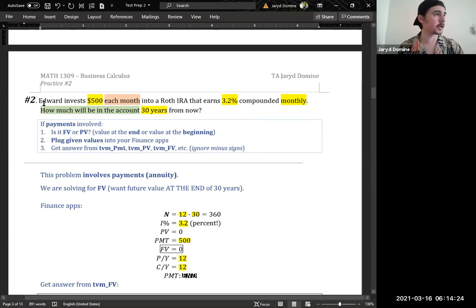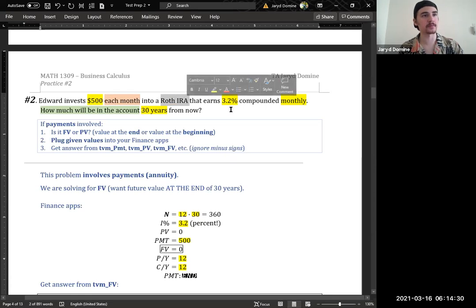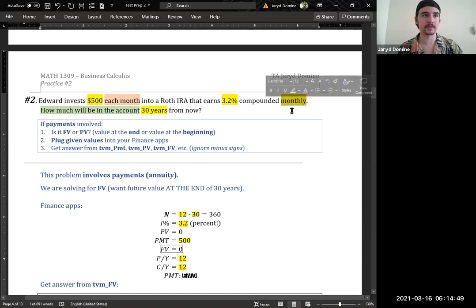So Edward invests $500 each month into a Roth IRA that earns 3.2% compounded monthly. How much will be in the account 30 years from now? So again, I've highlighted everything that's important. $500 each month. So those are payments. He's making $500 payments. 3.2%, that's the annual interest rate. It's compounded monthly. So we're going to use that in our calculator too.